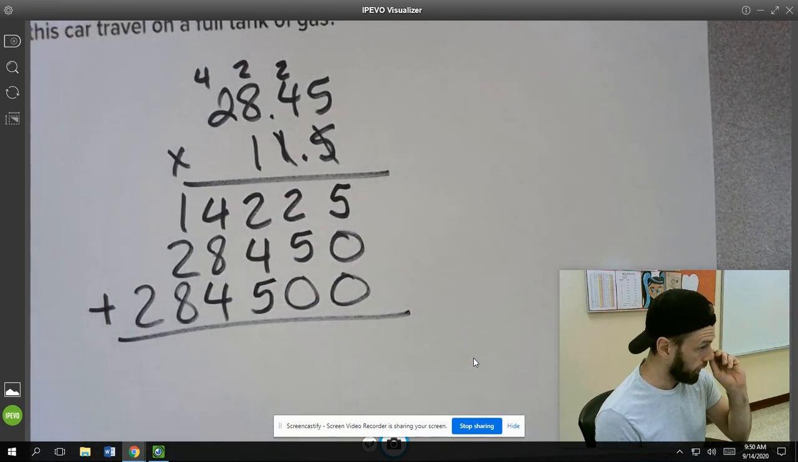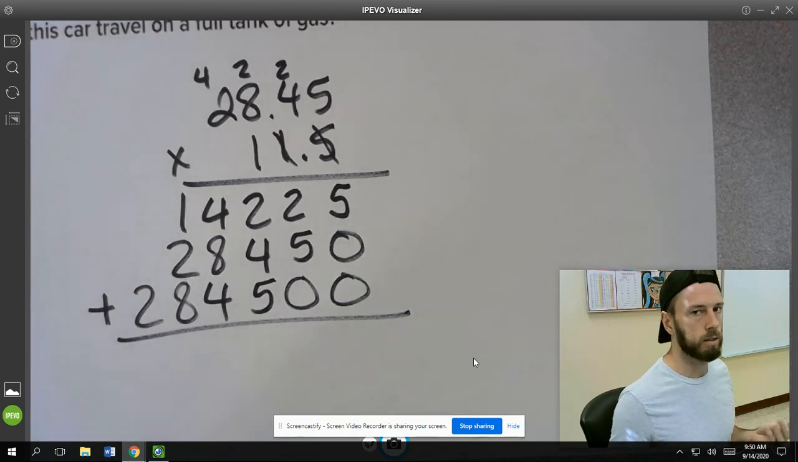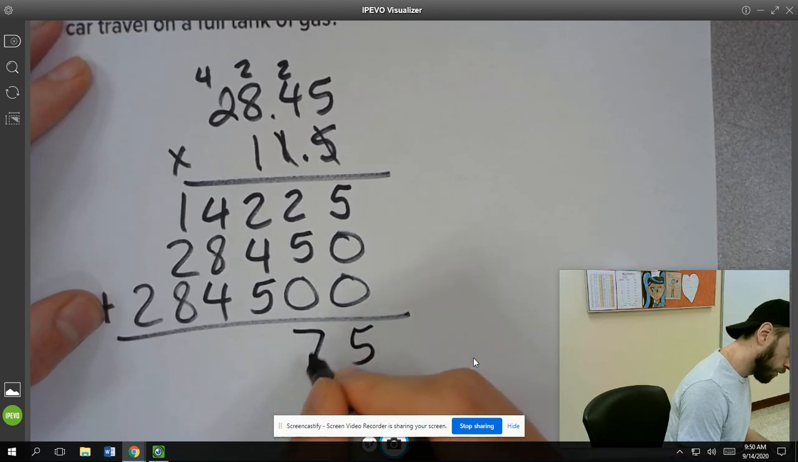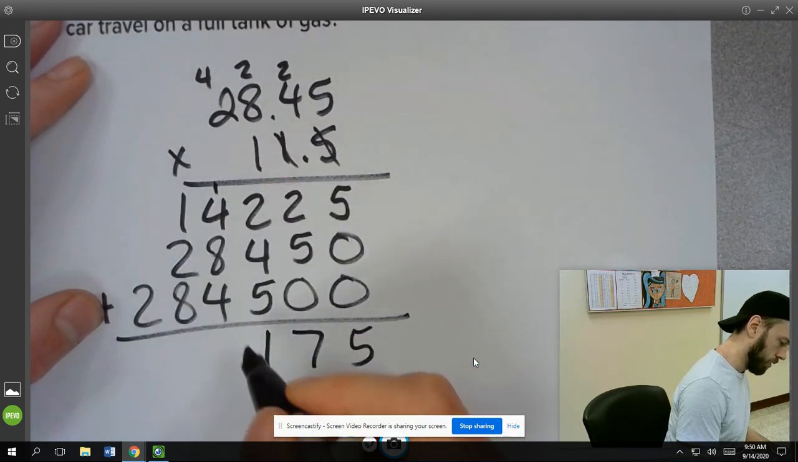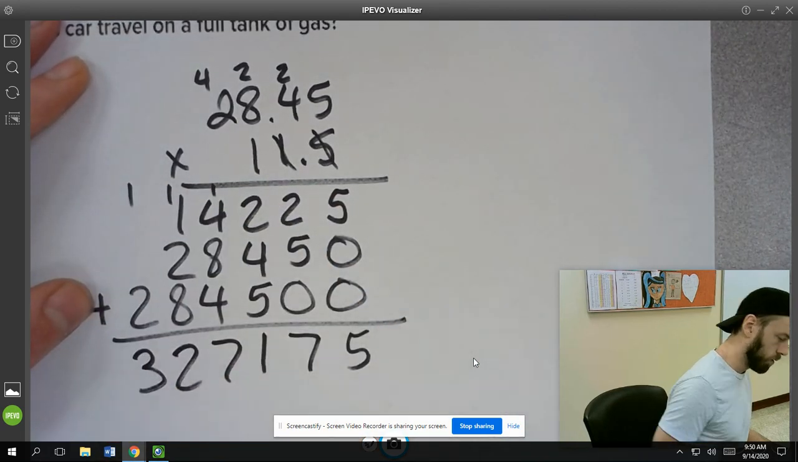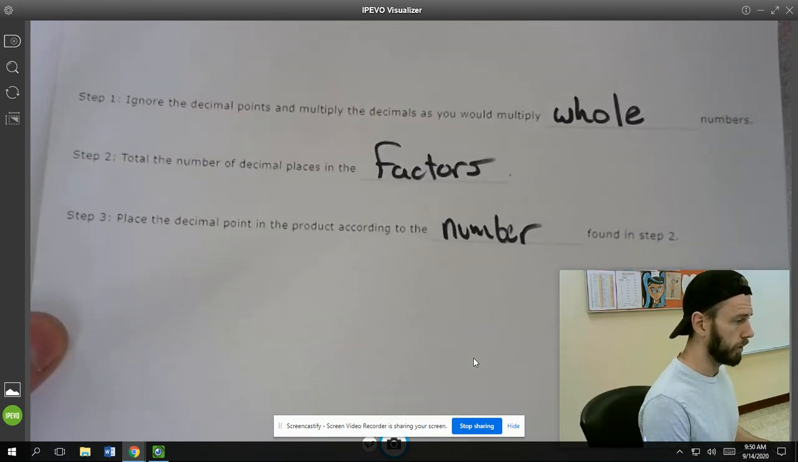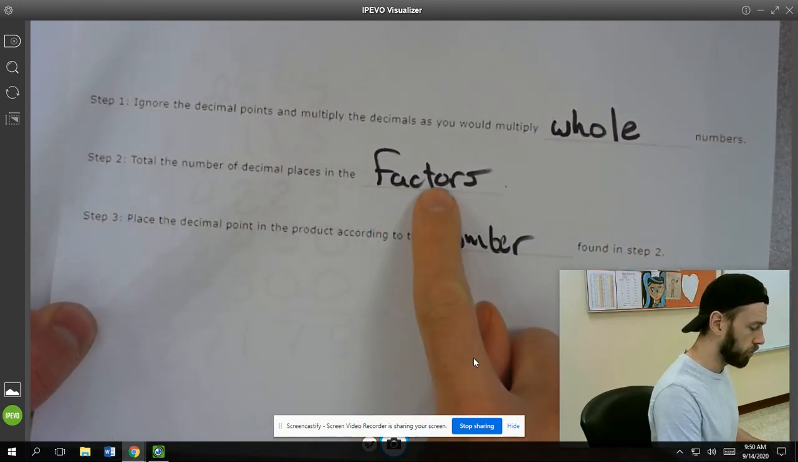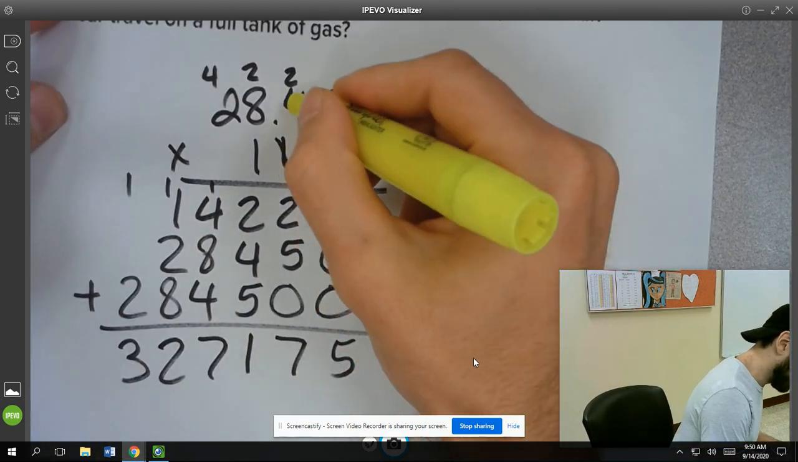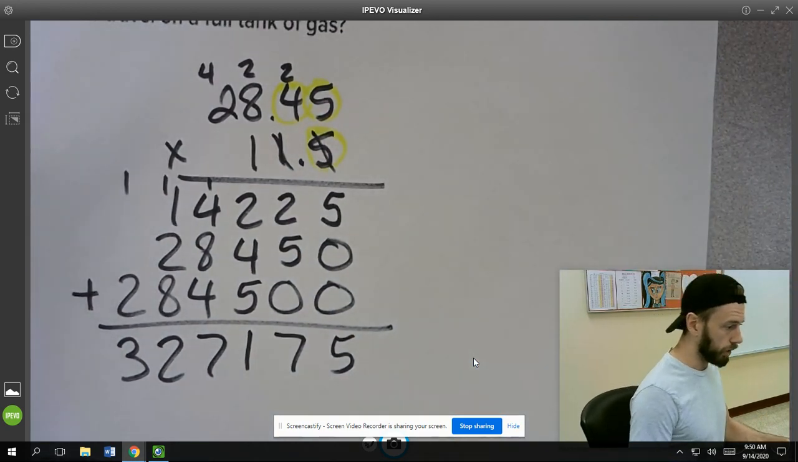Got a lot of numbers going on here. When these multiplication problems get longer, it does open up the chance for mistakes. That's okay, as long as you can find them. Add it up here. Something like this. And then if we refer back to our steps here, step 2 would be the total number of decimal places in the factors. So let's go up and see here. There's 2 in this one up here, and 1 decimal place in this one here. So that's a total of 3.